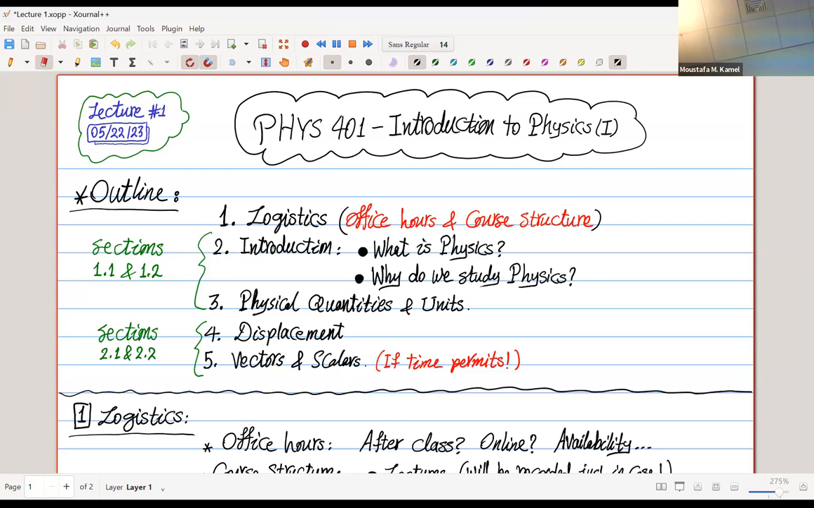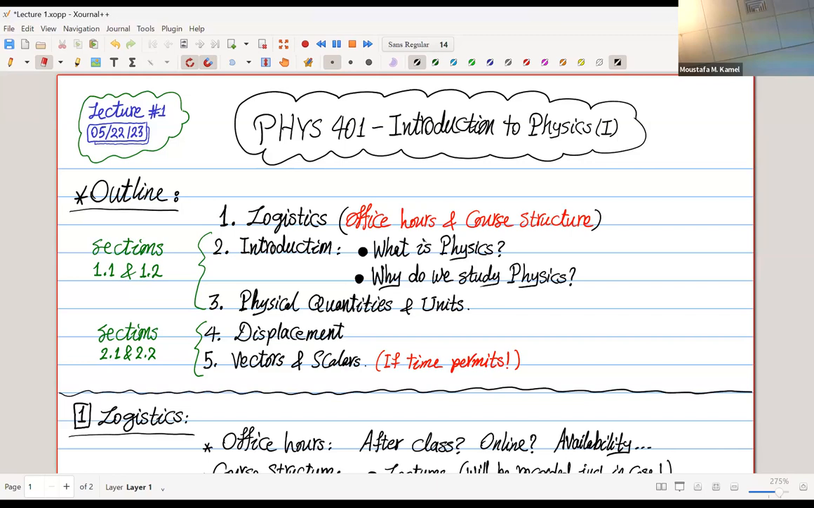Then we will introduce physics. What is physics and why do we study physics? And we will go on to discuss some physical quantities and units, unit conversions, the metric system, the English system, and stuff like that. Then the first formal study of physics, the actual beginning of the course, starting from displacement, vectors, and scalars. Those are in chapter 2, kinematics, basically.